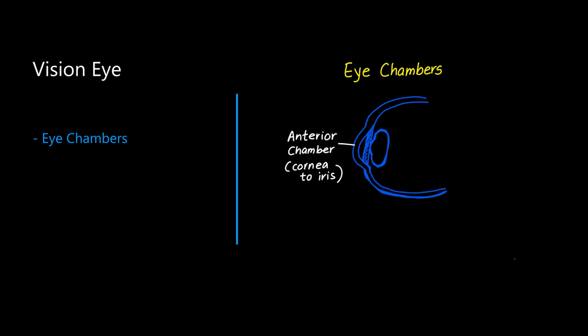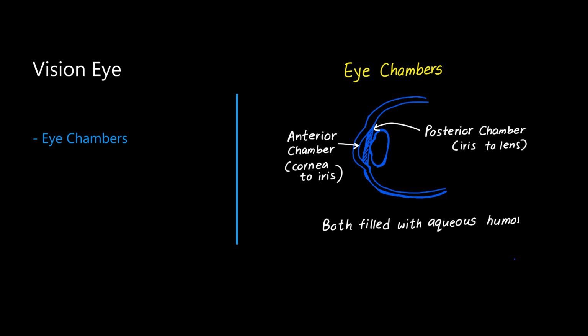The eye has 2 fluid-filled chambers in front of the lens. The anterior chamber sits between the cornea and the iris, filled with aqueous humor. The posterior chamber sits between the iris and the lens, also filled with aqueous humor. Aqueous humor drains through the scleral venous sinus at the junction of the cornea and sclera. If drainage gets blocked, pressure builds, which is the basic mechanism behind glaucoma.